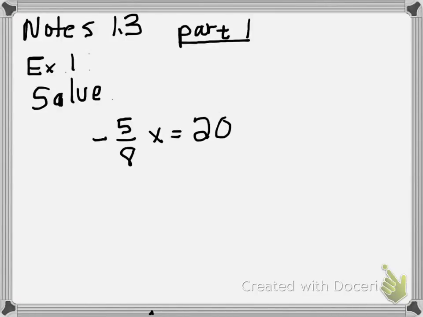Okay, we're going to work on the notes for Chapter 1, Section 3, and this is going to involve solving equations. So the first equation we're going to look at is negative 5/8 x is equal to 20. First thing we want to do is multiply both sides by the reciprocal. So the reciprocal of negative 5/8 is negative 8/5, or negative 8 as numerator, 5 denominator.